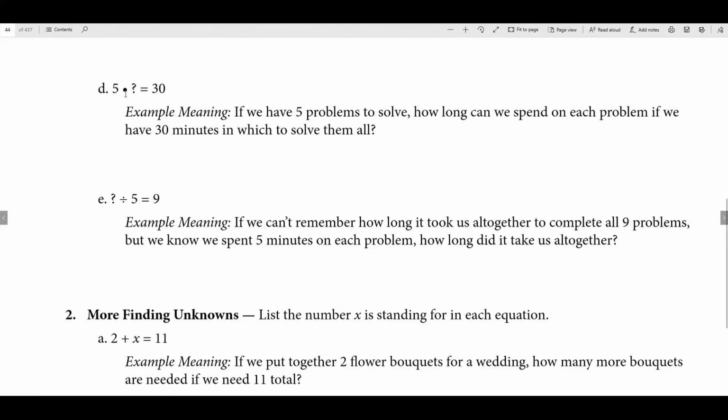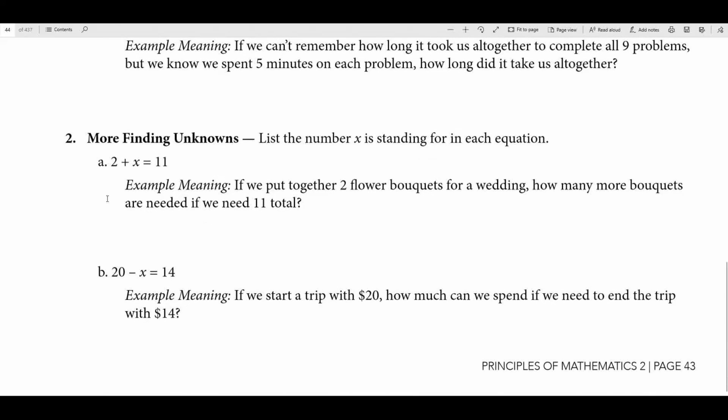5 times what equals 30? Here's an example. If we have 5 problems to solve, how long can we spend on each problem if we have 30 minutes in which to solve them all? The answer would be 6. Right here, question mark divided by 5 equals 9. An example: if we can't remember how long it took us all together to complete all 9 problems, but we know we spent 5 minutes on each problem, how long did it take us all together? 45 minutes. So your answer there would be 45.